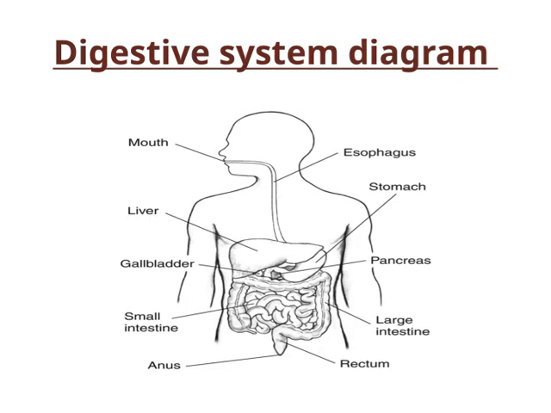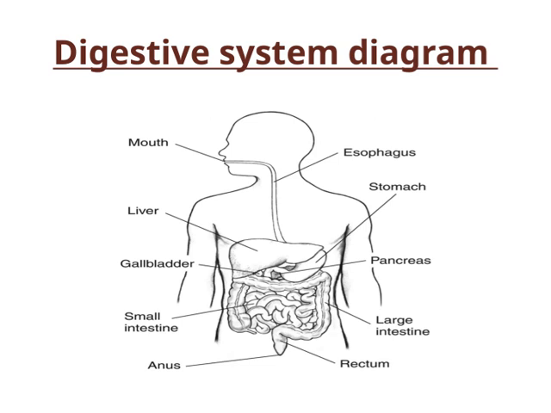Let's take a closer look at this diagram of the digestive system. As you can see, it highlights the main organs involved in processing our food. Starting at the top, we have the mouth, where digestion begins with chewing and saliva that starts breaking down carbohydrates. Moving down, food travels through the esophagus into the stomach, which acts like a mixing chamber using acids and enzymes to break down food further.